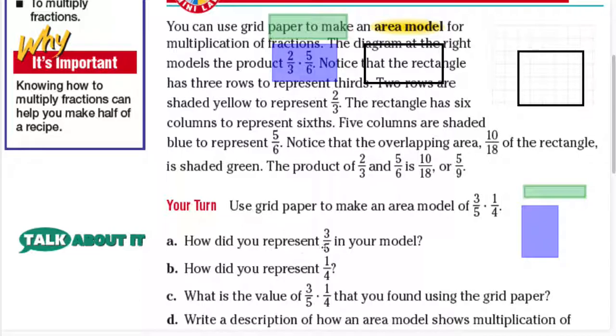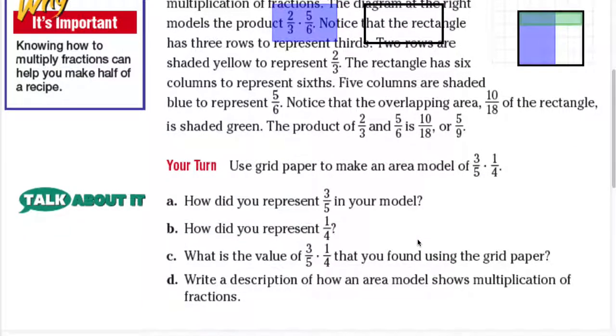How did you represent 3/5? 3/5 is represented this way: 3 out of 5 are shaded. How did you represent 1/4? I just got this and put it there. 1 out of 4 has been shaded. What is the value of 3/5 times 1/4 that you found using grid paper? If we count the number of squares where both of them overlap, 1, 2, 3, and 3 out of the total number of squares, which is 20, so it will be 3/20.